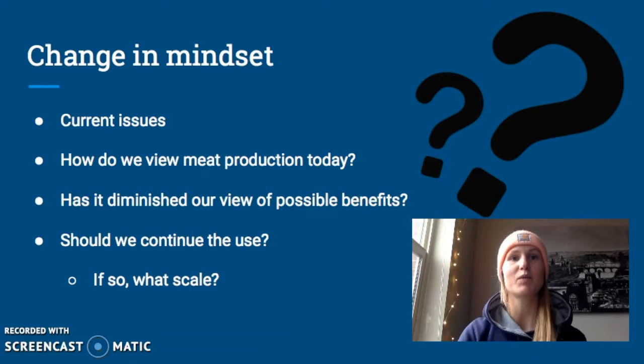Now with this in mind, David will go over some of the issues of antibiotic use in meat production today, and how that has changed how we view meat production in general. We will also talk about how this change in views has diminished the possible benefits of the initial purpose of antibiotic use in meat production versus no use at all.